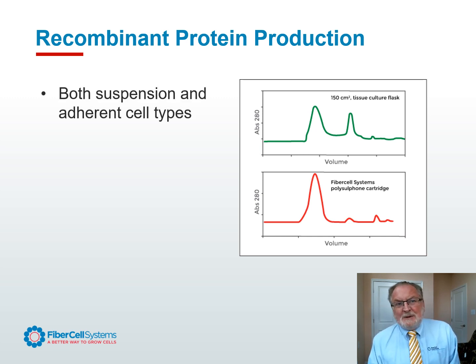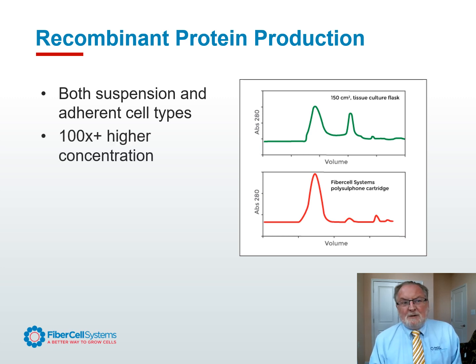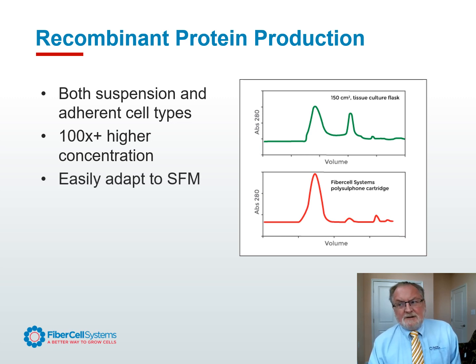Now, hollow fiber, we can do both suspension and adherent cell types. And my favorite example is where we can co-culture suspension cells with adherent cells, and I'll show you some of that. We do get 100 times higher concentration of our secreted product. And because of the high cell density and the cells manipulating and controlling their own microenvironment, we can easily adapt the cells to a serum-free medium. This is especially important when looking to enhance cell-to-cell interactions in the absence of serum.